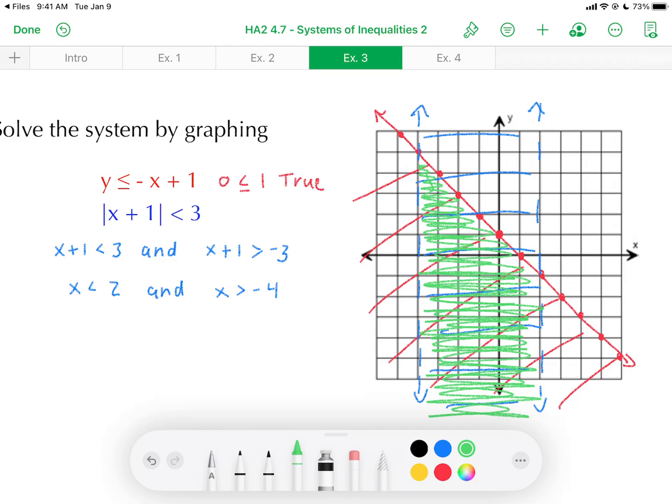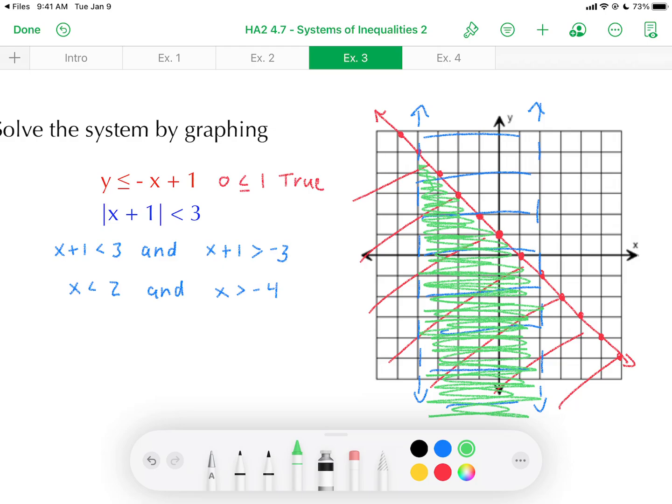What if that inequality had been the absolute value of y plus 1 is less than 3? It would just be horizontal lines at -2, or I'm sorry, at -4 and +2, right? Other than that, nothing changes.